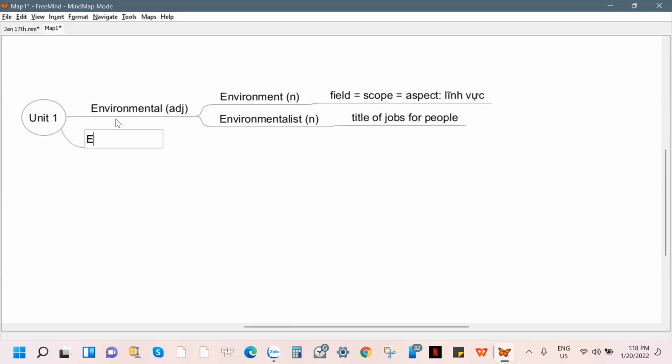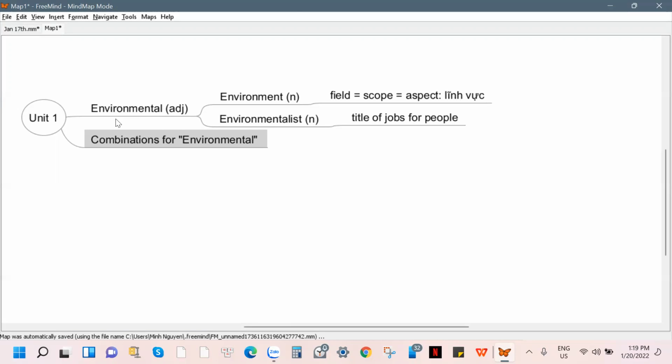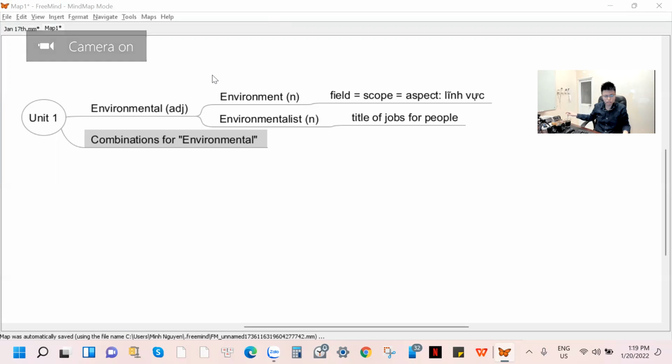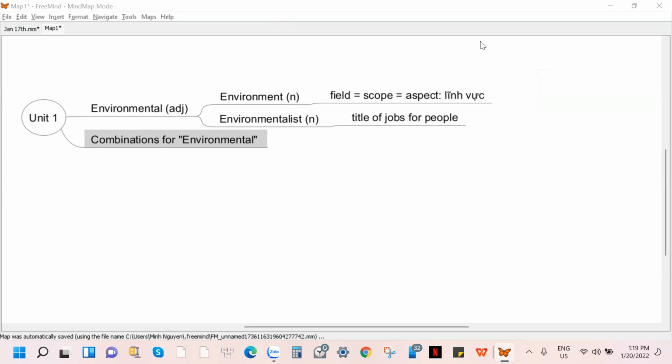Environmental, can you give me some kinds of combinations for the word environmental? We have so many ways to combine the word environmental in our life. Can you suggest me some combinations with it? Hello, good. Can you suggest me some combinations for the word environmental? Environmental what, for example? Oh, the camera is on. Very surprising.